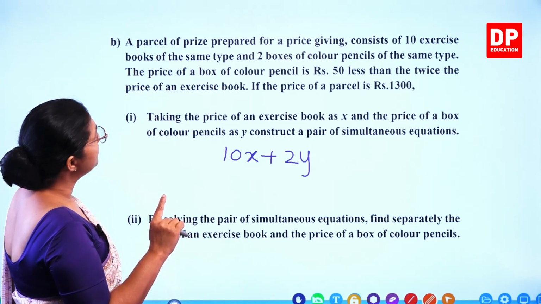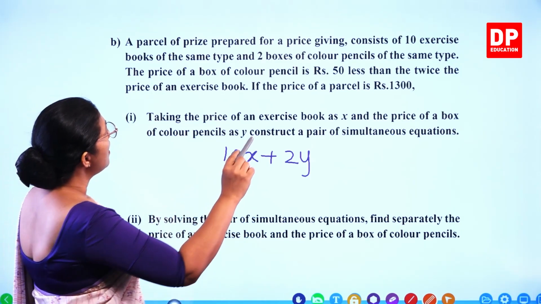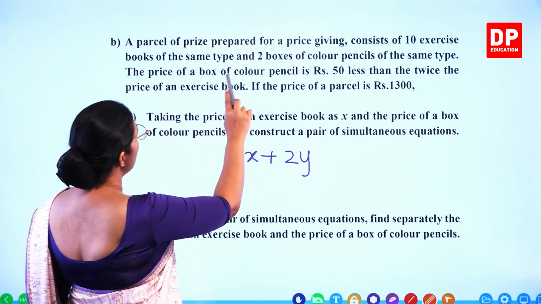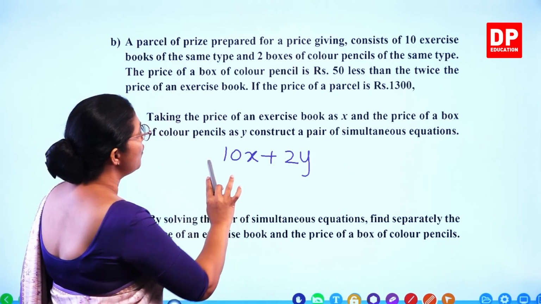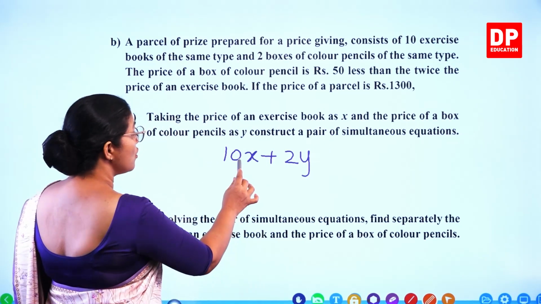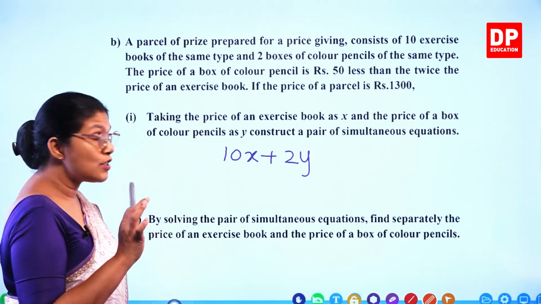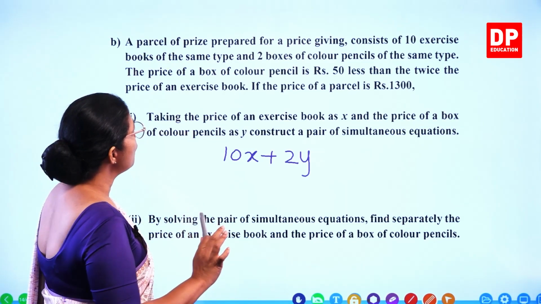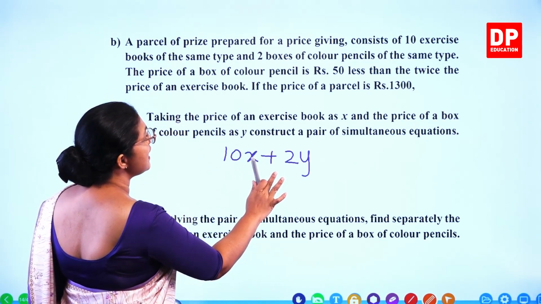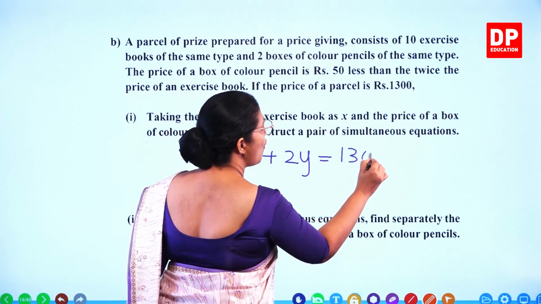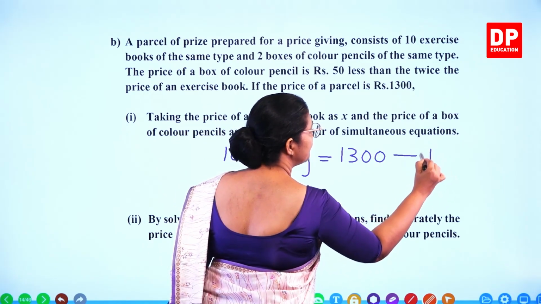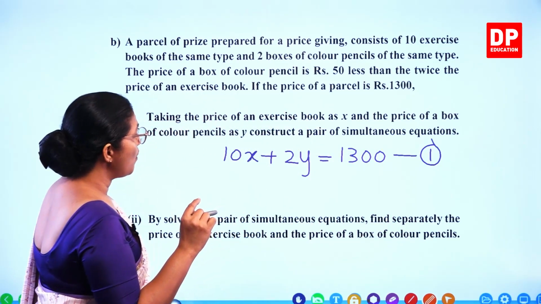So it says, a parcel of prizes prepared for a prize giving, 10 exercise books, and so we wrote this one. So this is 10x plus 2y, the total amount for these 2. So that's equal to 1,300. So that's your first equation. What about the second equation?